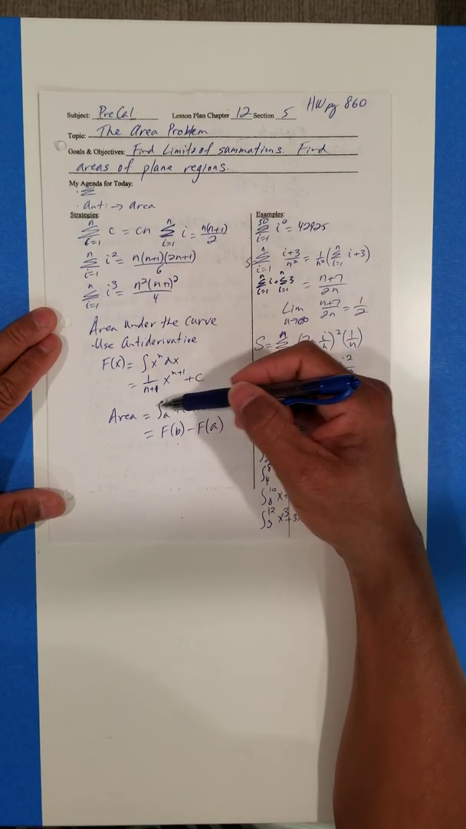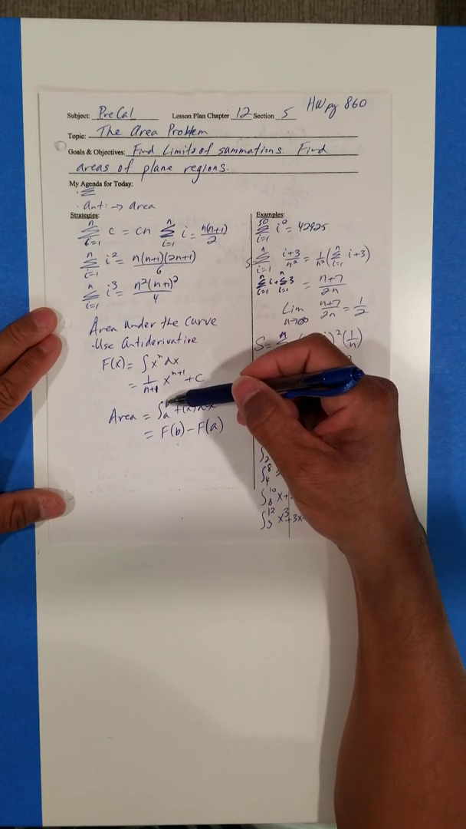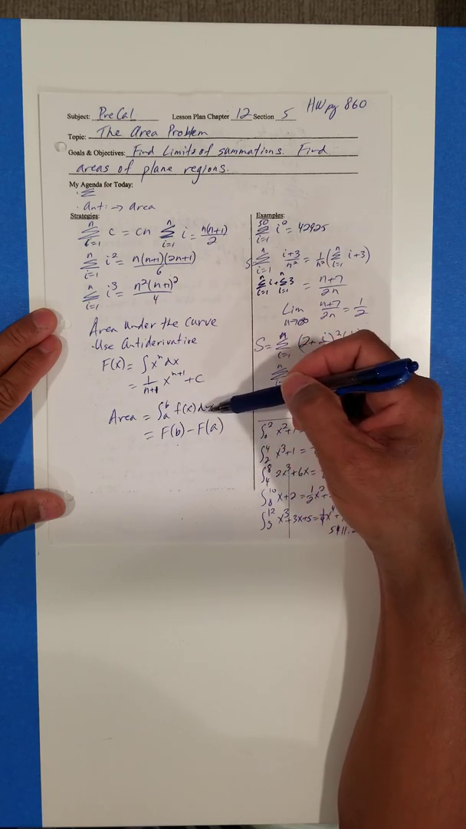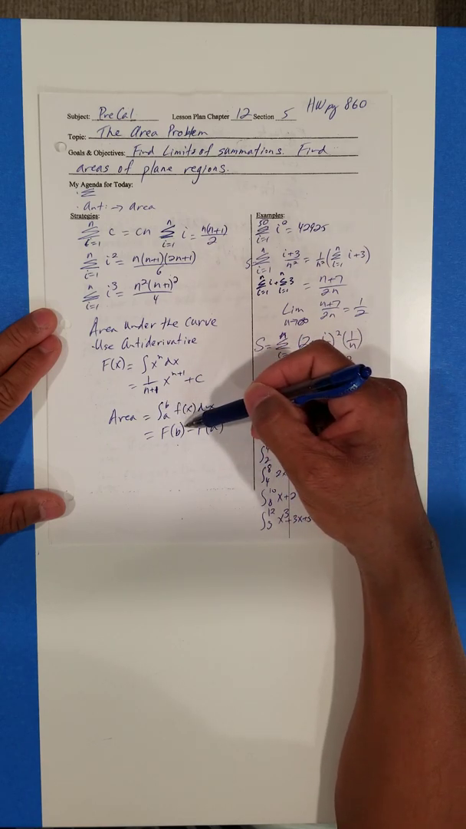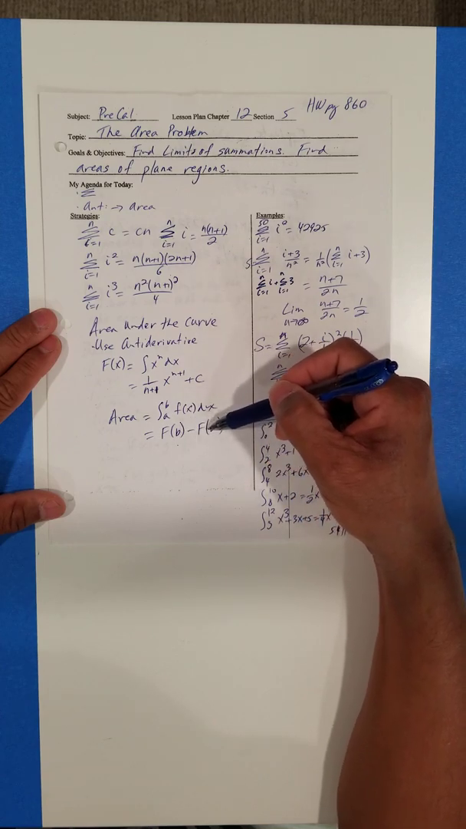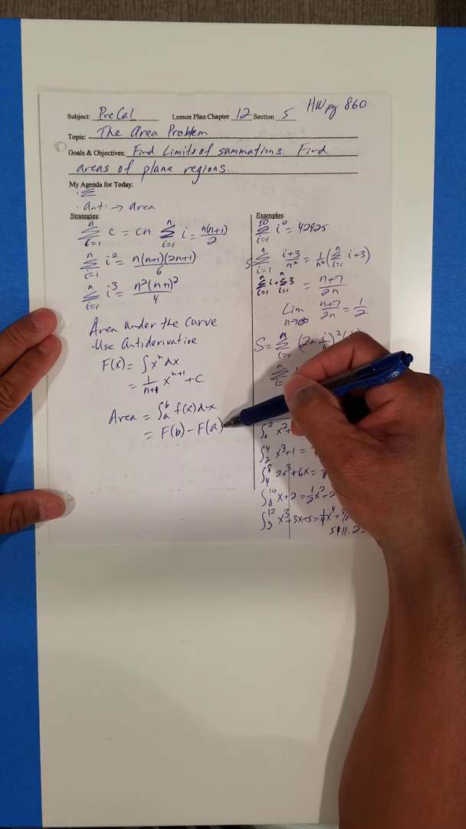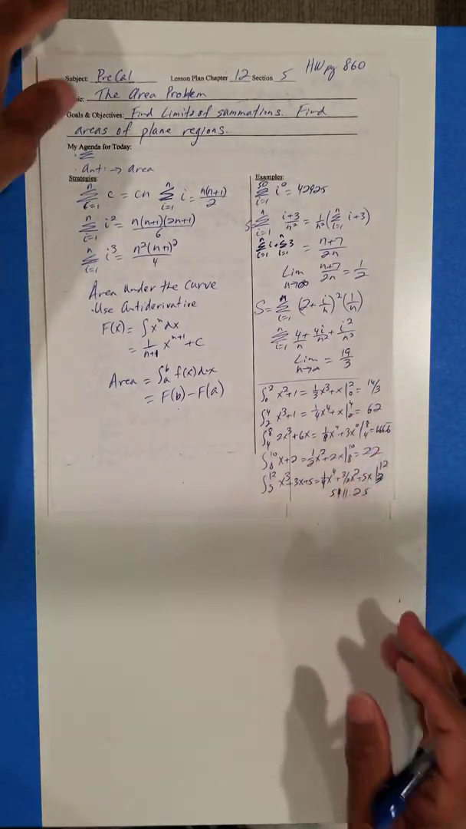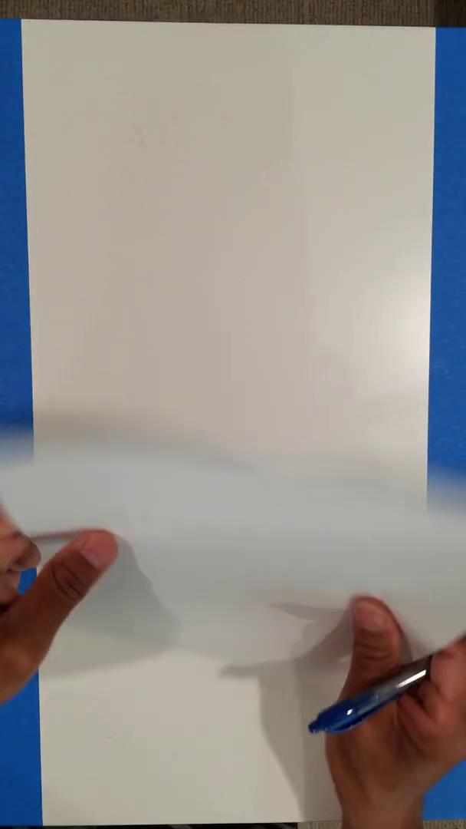And then the area under the curve, the integral from a to b of a function, is just: take the antiderivative, evaluate at b, minus the antiderivative evaluated at a. So that's what we're going to try to do today. Okay, so let's do some problems.